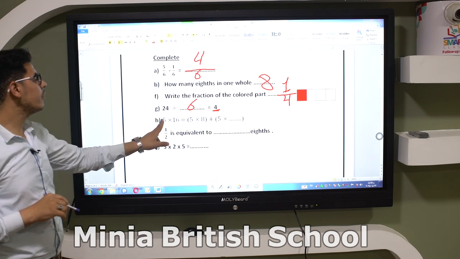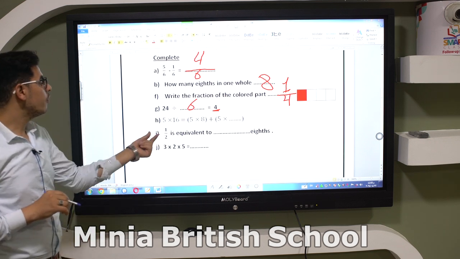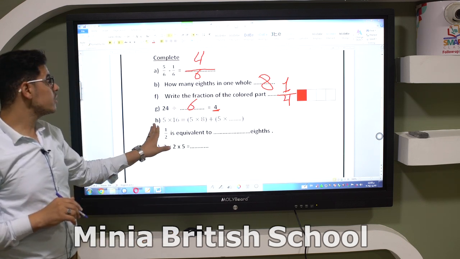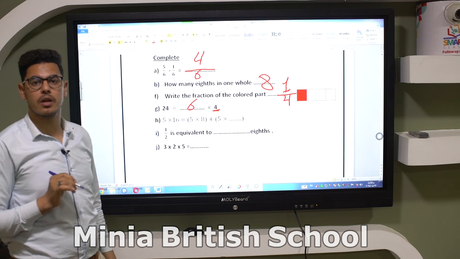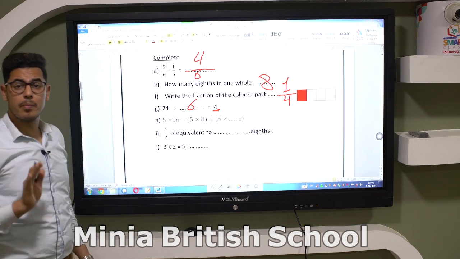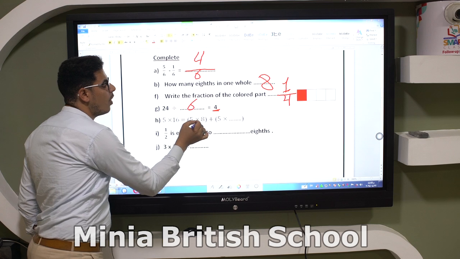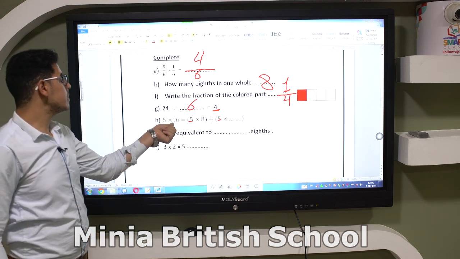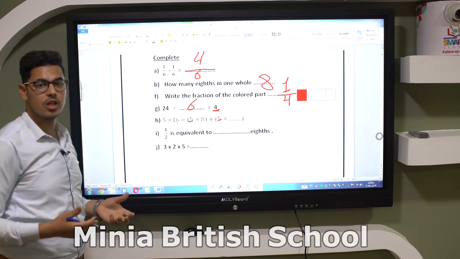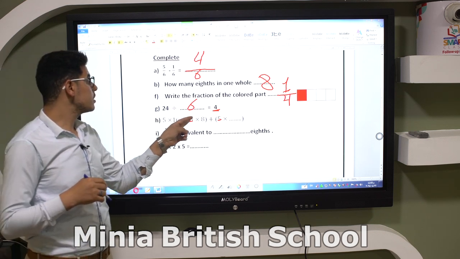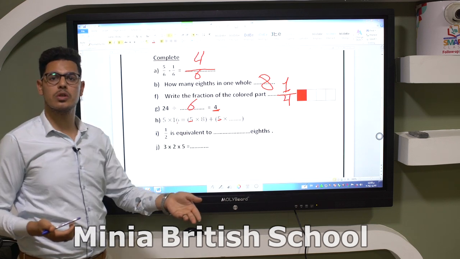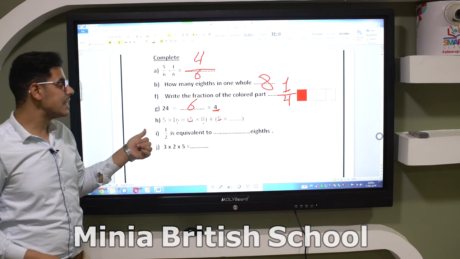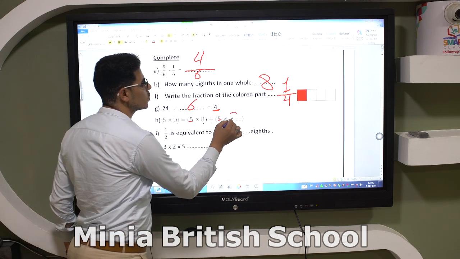Letter H, 5 times 16 equals 5 times 8 plus 5 times what? Here in this example, it's about distribution. So I will keep a number and change a number. I will keep 5 as it is and change 16 into 2 numbers. 16 is 8 plus what? Count after 8 to reach 16. So it will be 8 also.